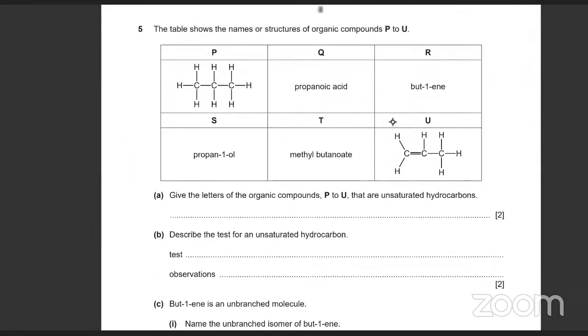So organic कर लेते हैं. Give the letters of the organic compounds P to U that are unsaturated hydrocarbons. इनमें से कौन से unsaturated है? What is an unsaturated hydrocarbon? Double bond between carbon. So U is one, right?